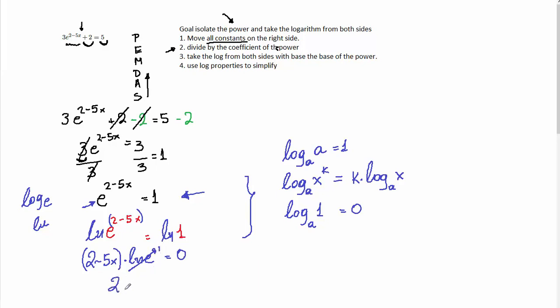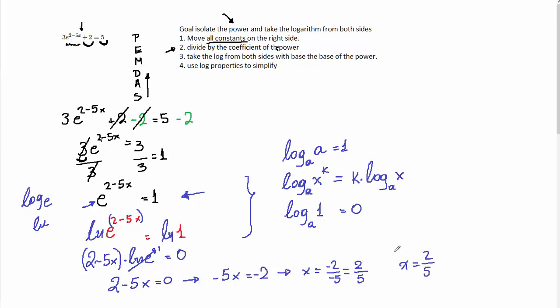So what I have is 2 minus 5x equals 0. And this gives me, if I solve this now simple linear equation, negative 5x is equal to negative 2. So this means that x is nothing else than negative 2 divided by negative 5. I can simplify that to become 2/5. And this is my solution. x is equal to 2/5.